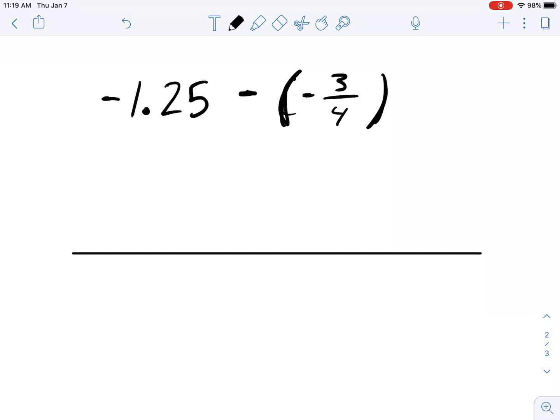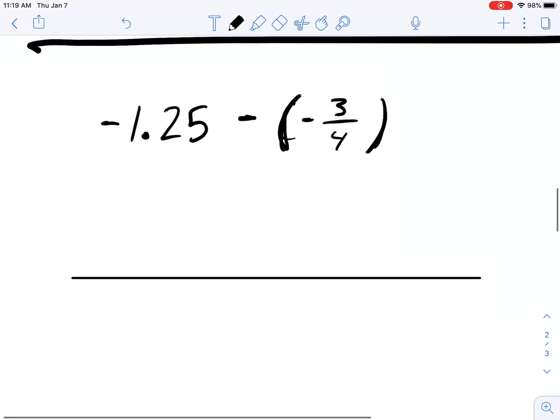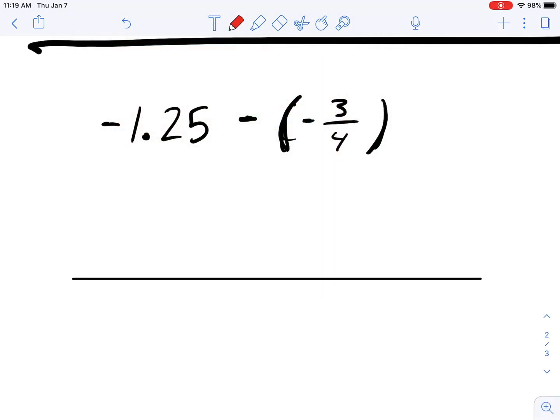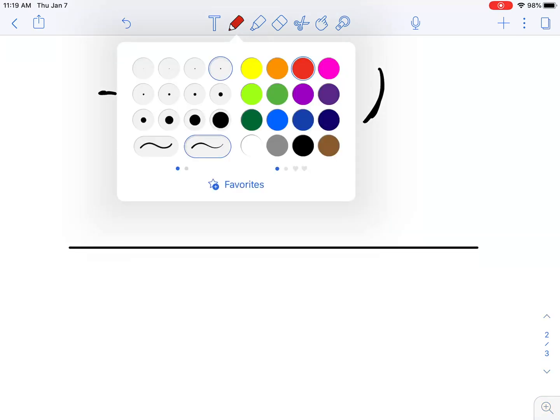So let's try this problem. Negative 1 and 25 hundredths minus negative 3/4. Before you start freaking out about this, I promise you it won't be quite as difficult as you might think it is. Here, you'll see that it might be really helpful to be able to convert these numbers into fractions or decimals. So decimals into fractions, fractions into decimals. And I will explain a couple different ways to do this problem, all right?